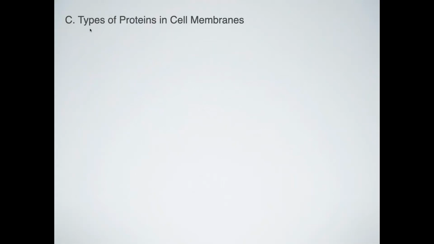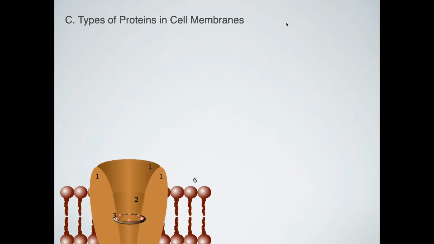Saucedo's YouTube videos. Today we're going to be talking about the different types of proteins that you can find inside of a cell membrane. So just to remind you, these little brown circle things with the little tails on them, those are phospholipids. And so this would be a protein that is extending through the cell membrane.